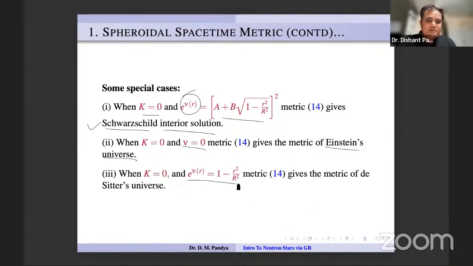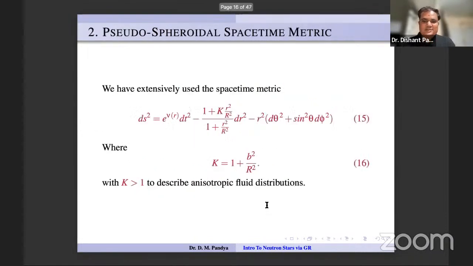And when you consider e to the power nu r is equal to 1 minus r square over R square, it gives you de Sitter's universe. So the students who are focusing on the study of cosmology may have an idea that this will be the starting point, and then you can definitely go towards the study of cosmology, where you can have a more generalized version called the Robertson-Walker metric. I'm just giving you a brief idea of how such metrics are there, and it's not a simple task to create such metrics. So you need to follow rigorous theoretical aspects as well to establish such metrics.